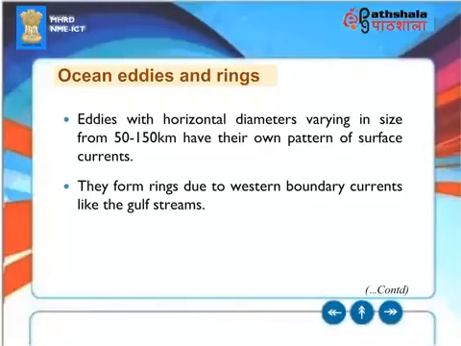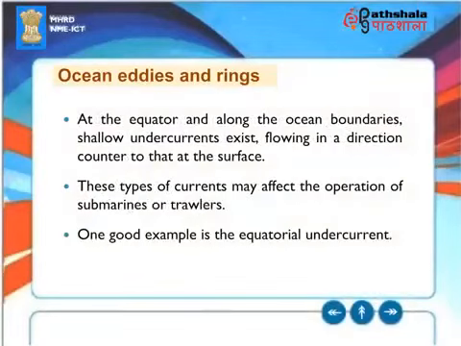Ocean eddies and rings. Eddies with horizontal diameters varying in size from 50 to 150 kilometers have their own pattern of surface currents. They form rings due to western boundary currents like the Gulf Stream. At the equator and along the ocean boundaries, shallow undercurrents exist, flowing in a direction counter to that at the surface. These types of currents may affect the operation of submarines or trawlers. One good example is the equatorial undercurrent.